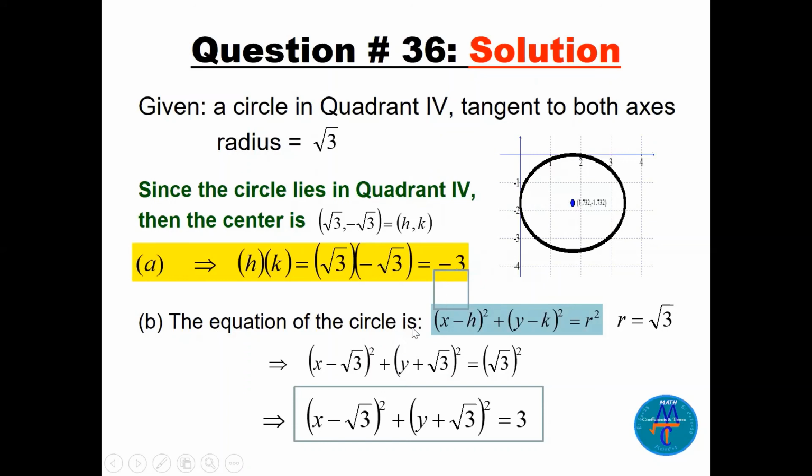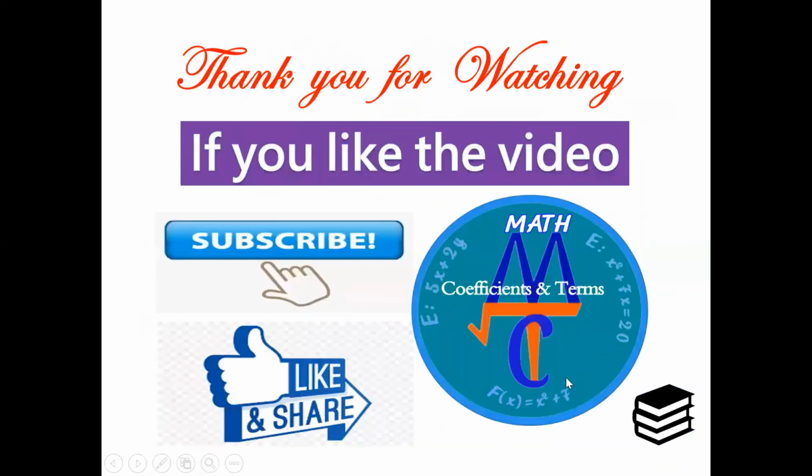Now the equation of the circle is (x minus h) squared plus (y minus k) squared equals r squared. I put h, I put k, I put r. Now this is the final answer: (x minus square root of 3) all squared plus (y plus square root of 3) all squared is equal to 3. This is the equation of the circle in the nice color.